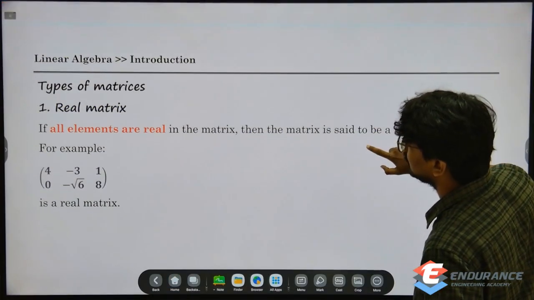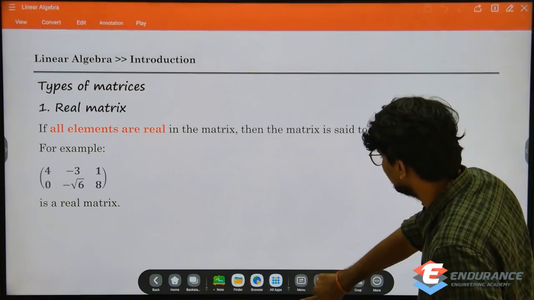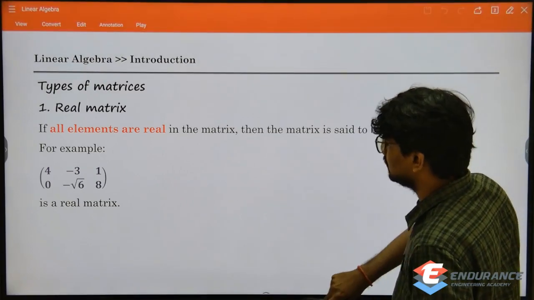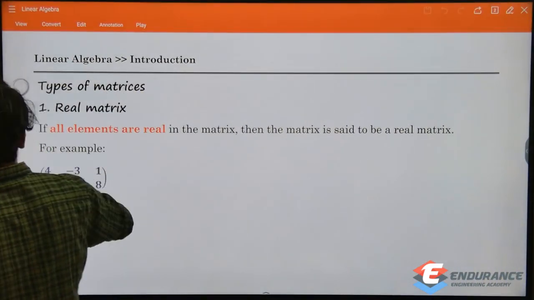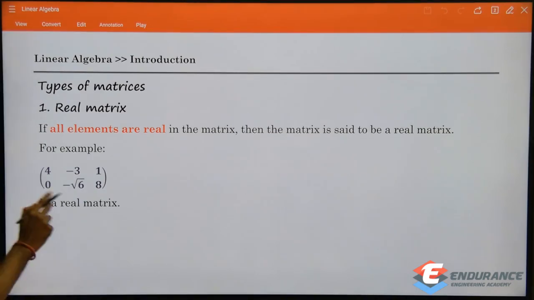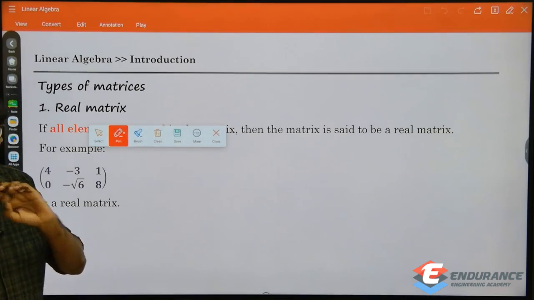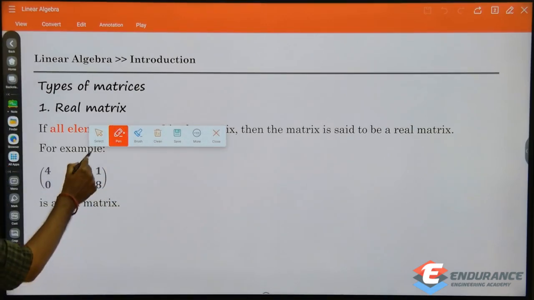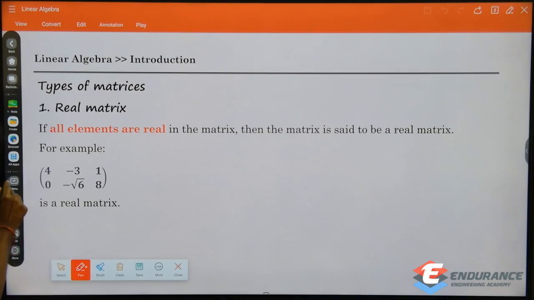See, types of matrices, I am not going to write down everything because everything is already there. I am just going to go through and then you are going to copy it. Okay, that will be very straightforward. What is a row matrix, what is a column matrix? So I am not going to spend much time on this.